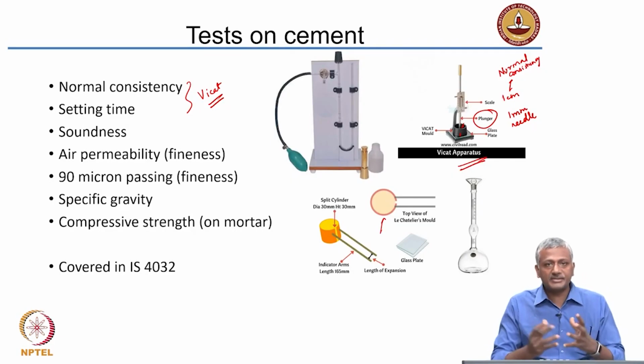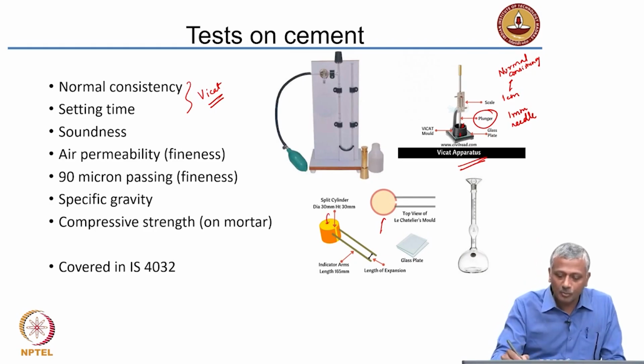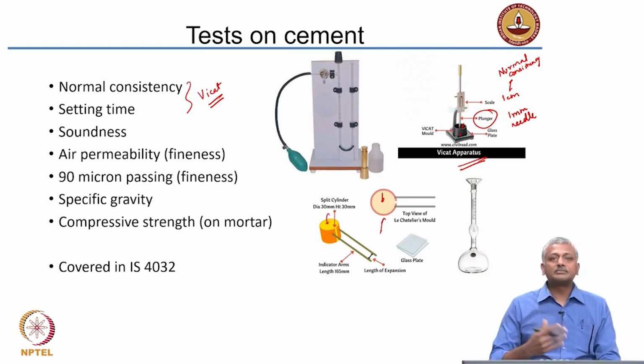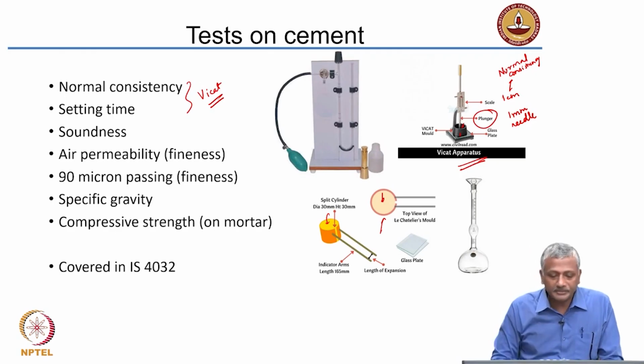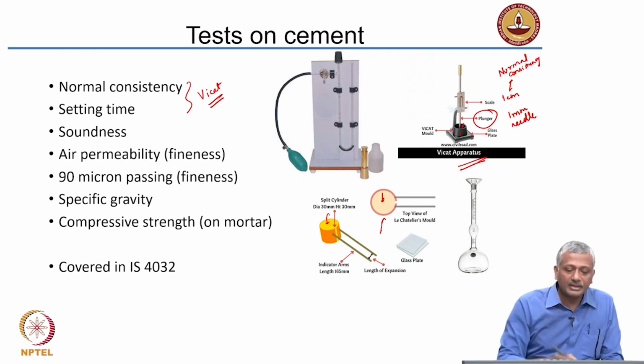The soundness is measured typically with the help of this Le Chatelier's mold. So, the freshly mixed cement paste is packed into this mold, and you can put it in a special chamber where it is subjected to temperature and pressure to accelerate the reaction. At the end of one day, you see how much expansion or how much opening of this mold has actually happened. So, that is called soundness.